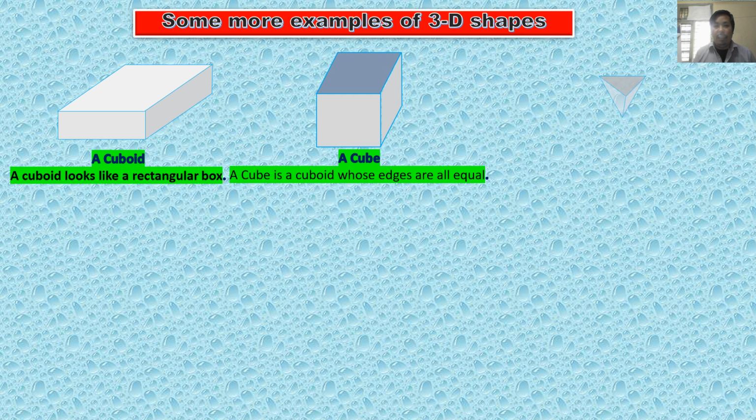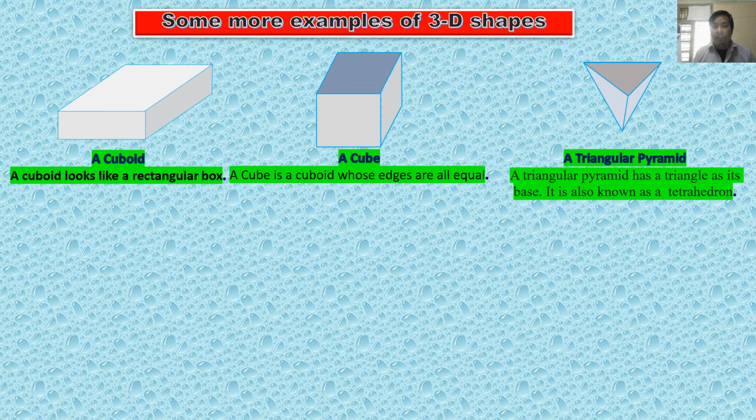Now next we have another figure, that is the pyramid. Here it is a triangular pyramid, and a triangular pyramid has a triangle shape as its base. It is known as the tetrahedron also. Tetrahedron means made of triangular faces. So you can find that this pyramid has a triangular base. That's why it's called a triangular pyramid.